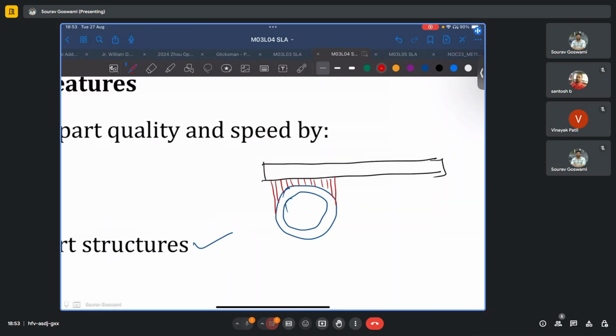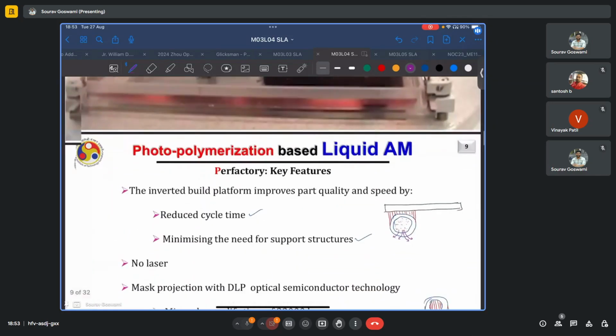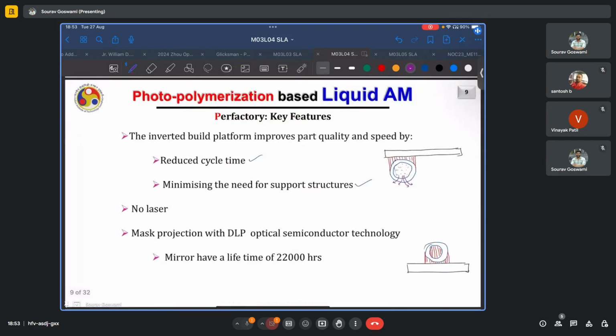And also, because it is inverted, in every step, the liquid resin, which might have been in this region, will flow out under the action of gravity. And there is very tiny chance of entrapment of this excess resin inside the hollow part.